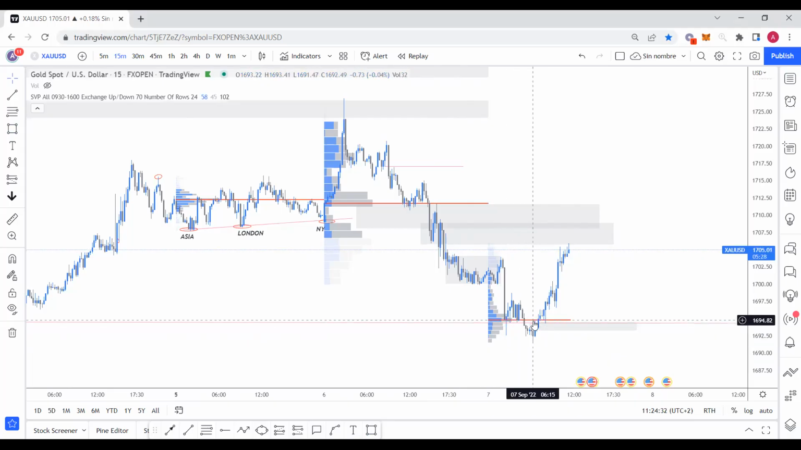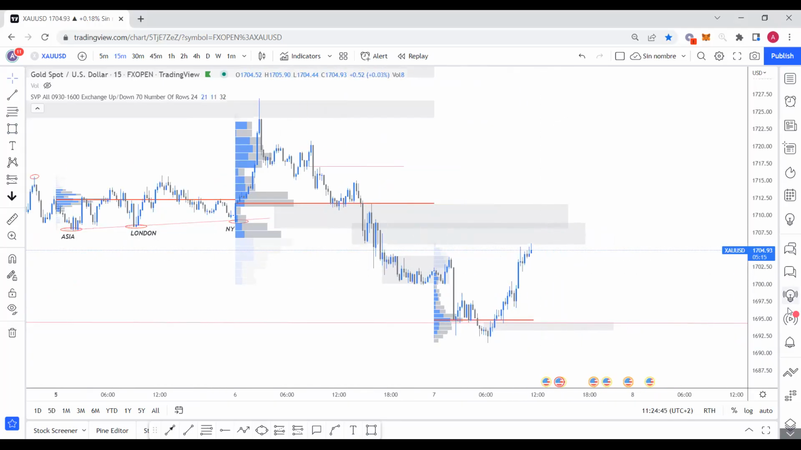It's also showing the point of control close to the demand zone we were marking out, which is an extra confluence, like always. Price is now reaching this supply zone. Let's see how it reacts.